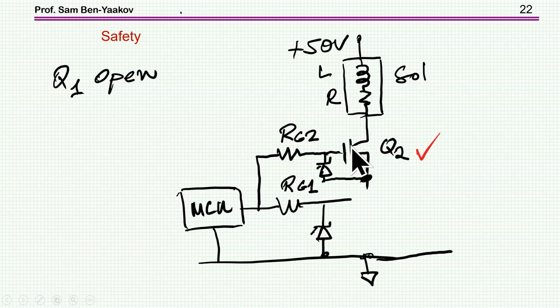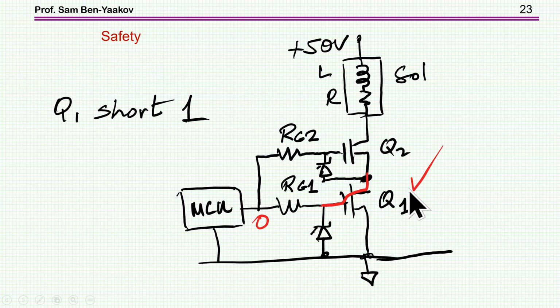Well, in this case, we have this transistor connected here to the MCU. It is in the off position. There's no way that it will turn on. What is actually holding the voltage is the gate to drain junction. So this situation is safe, although it's not operational, but that's not the requirement. The requirement is that if something happens, the solenoid will not be activated. So this is okay. Now, what happens if this lower transistor is shorted between the drain and the gate?